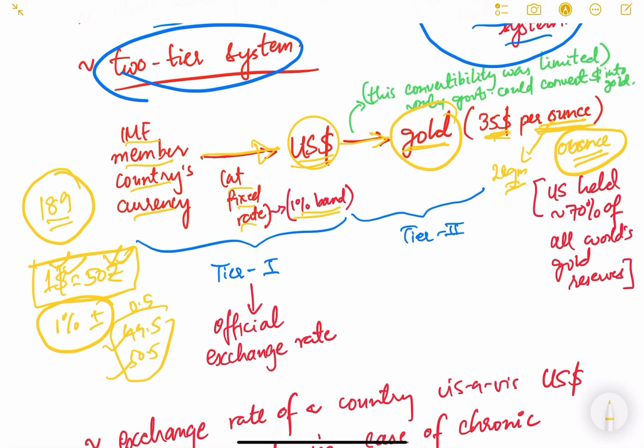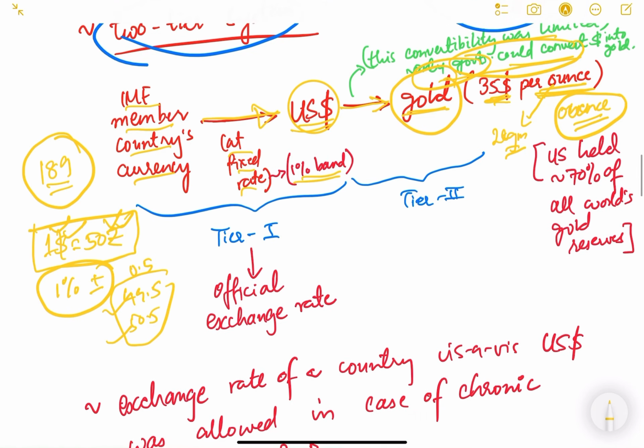But this convertibility was limited only to governments. Okay, only governments could convert, not any Tom, Dick and Harry, any random person who can go to America and tell the American government, you take $35 and give me 1 ounce of gold. No, that was not possible. It was only allowed for governments. For example, the government of India, the government of Pakistan, or the government of China. Any government can go and exchange, not any private person. So that was a limitation. So this was tier 1.